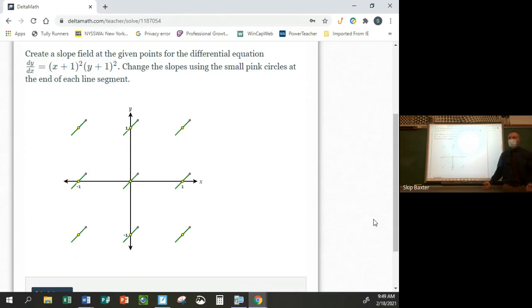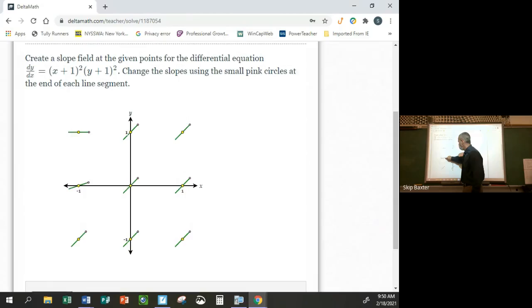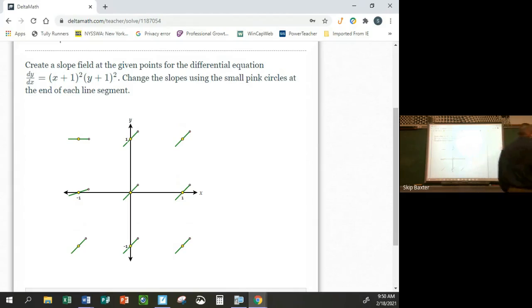So again, I would do the same strategy. I would say this is going to be 0 whenever x is -1 or y is -1. So if x is -1, that corresponds to these 3 points. So I'm just going to change them all to be 0 along that. Let me use the mouse. Along this vertical line, I'm going to change them all to be 0. In addition, along this horizontal line, I'm going to change them all to be 0.